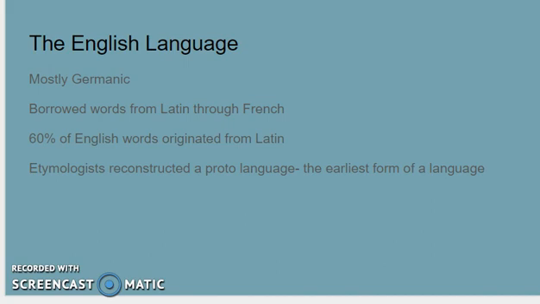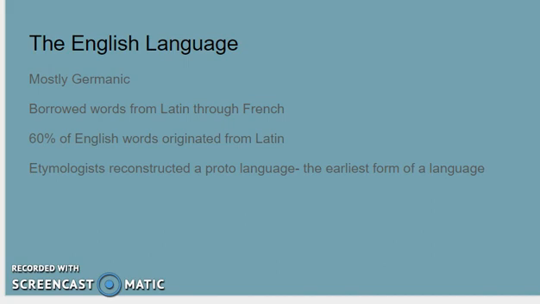The English language is mostly Germanic. The English language borrowed words from Latin through French. Some of the words that we use started out as Latin, but the French took them, and then when the Franks, I guess, took over England, I can't remember exactly how it went, but they used those words that they got from the Latins.